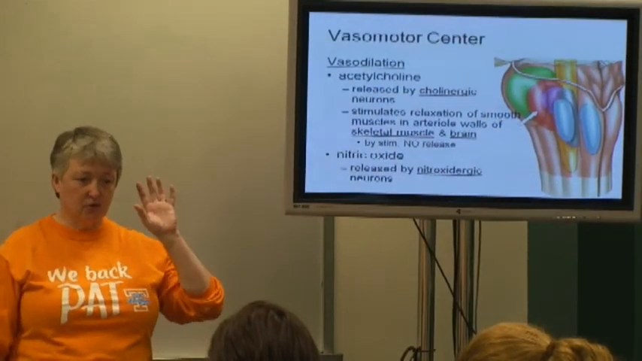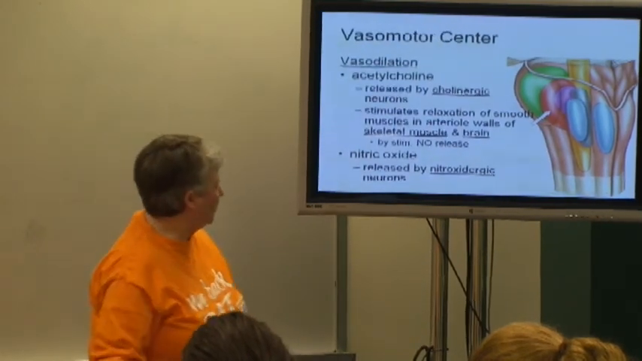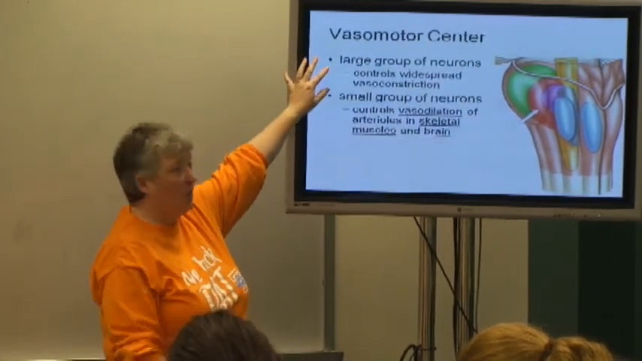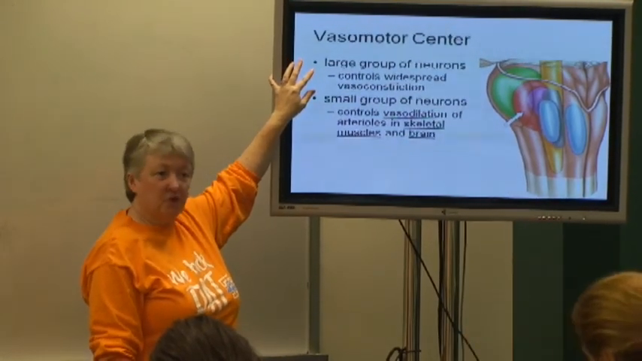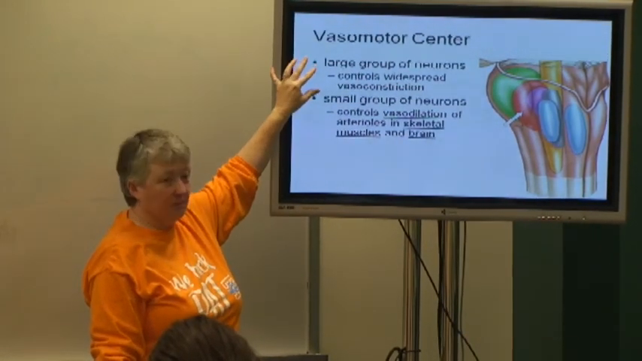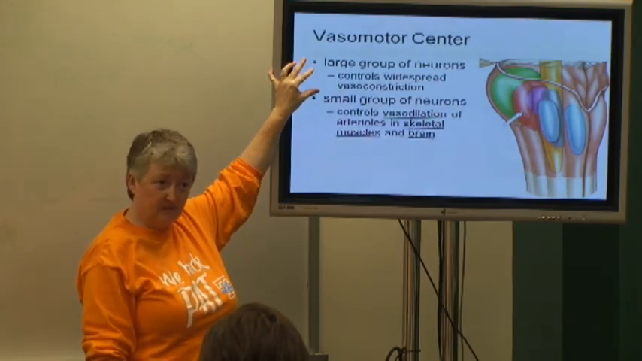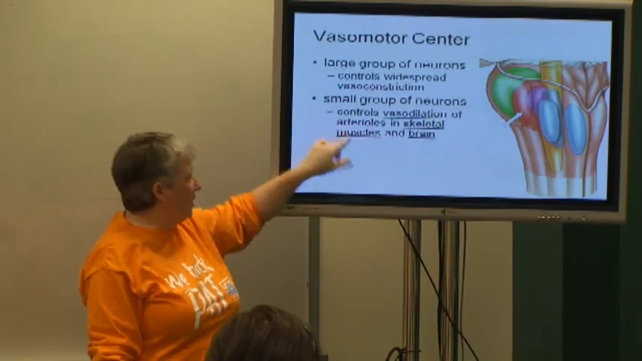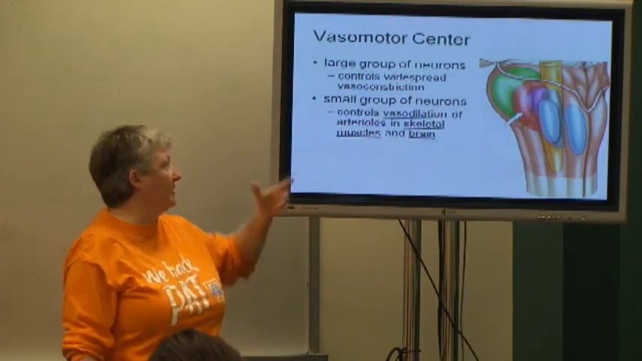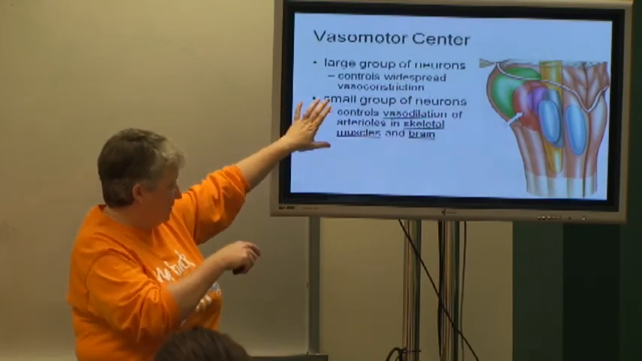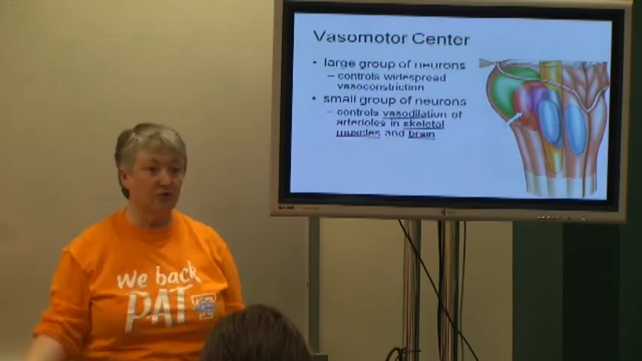Okay. So you've got two groups of neurons. You've got a group of neurons, well, think about it. This is a large group of neurons because there's a whole bunch of arterioles. Okay? And most of your arterioles are innervated by this group. And so they're going to constrict. Make sense? Everywhere else. Everywhere but here and here. Yeah, exactly. And so this large group, a small group, because there's not as many arterioles in your skeletal muscles and brain together as everywhere else in your body.